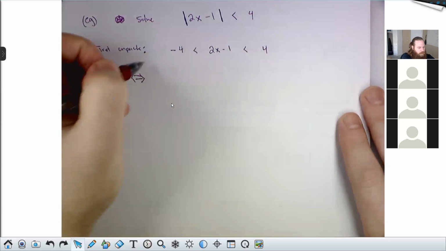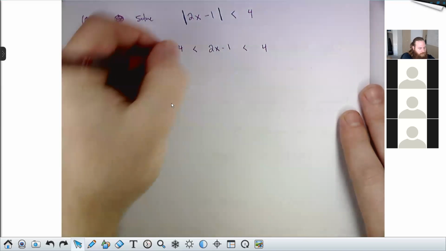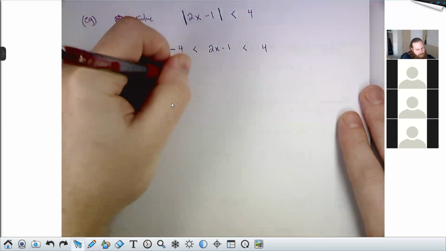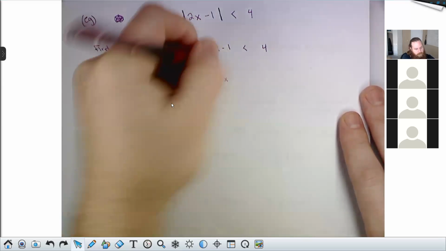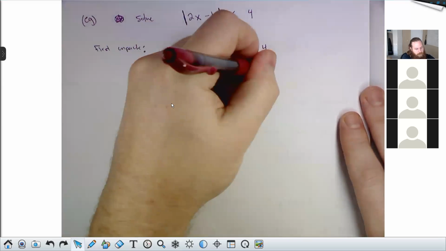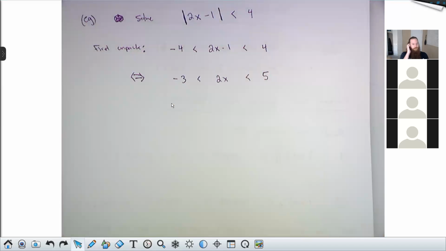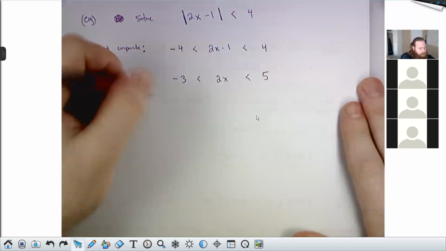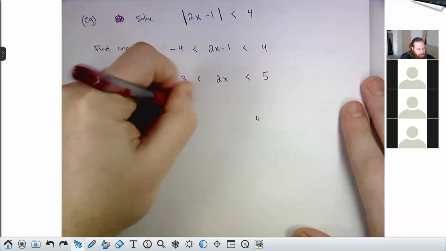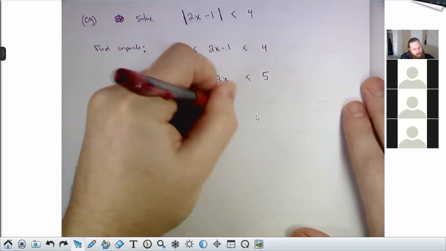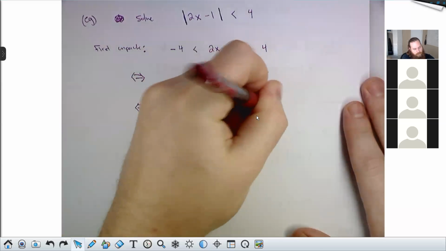So if I add 1 to all 3 parts of this inequality, I'll have -4 plus 1 is -3 is less than 2x minus 1 plus 1 is 2x is less than 4 plus 1 is 5. So first we add 1 everywhere to get rid of the -1 in the middle. My goal is to just get this to an x. Now I can divide everywhere by 2. And that would give me -3/2 is less than x is less than 5/2.